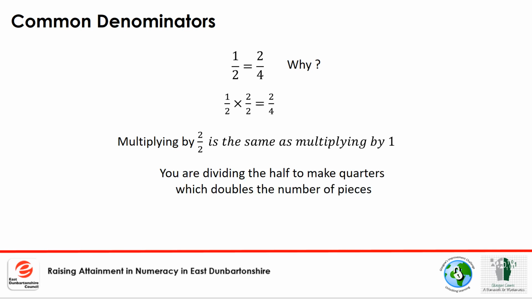But what we're saying is we're dividing the half to make quarters. That in turn doubles the number of pieces I've got. So when we're multiplying a denominator, we're actually dividing, right? So we're dividing our halves to make quarters. That's where the 2 times 2 equals 4 comes from. And because I've done that, I have doubled the number of pieces I've got. 1 times 2 is 2.